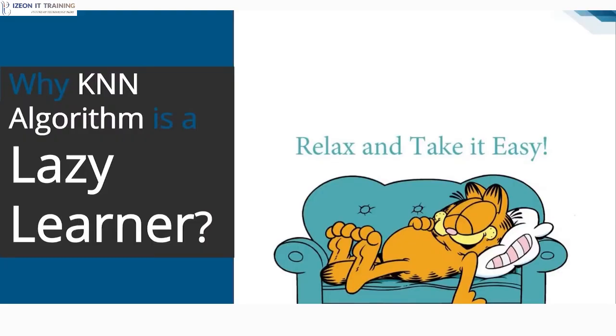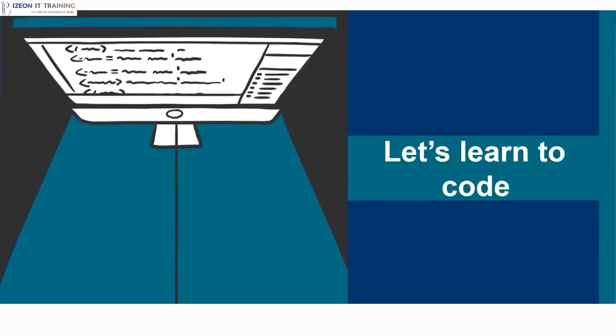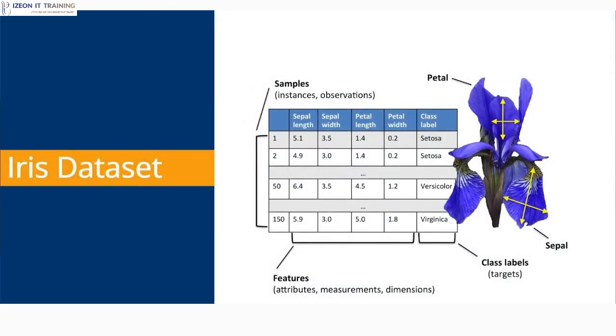So this was all about the theoretical session. Now let's move on to the coding part. For the practical hands-on implementation, I'll be using the Iris dataset. This dataset consists of 150 observations. We have 4 features and 1 class label. The 4 features include the sepal length, sepal width, petal length, and petal width, whereas the class label decides which category each flower belongs to. So this was the description of the dataset which we are using.